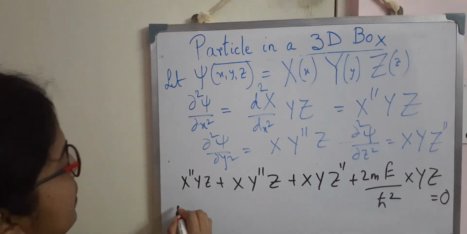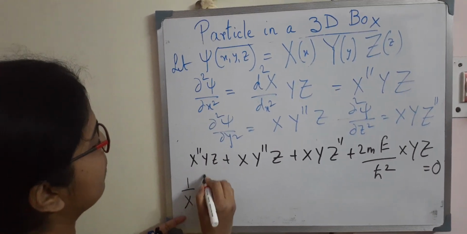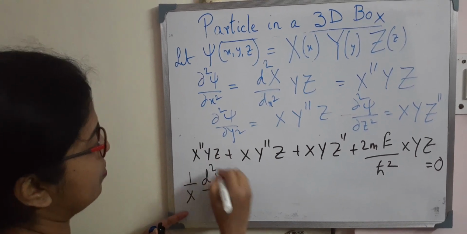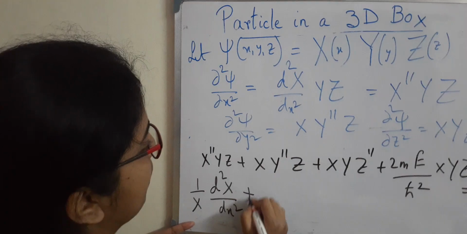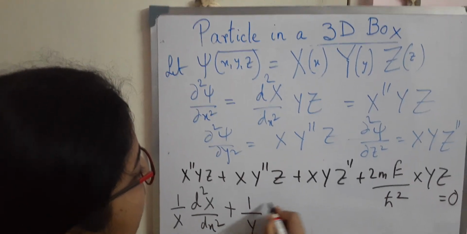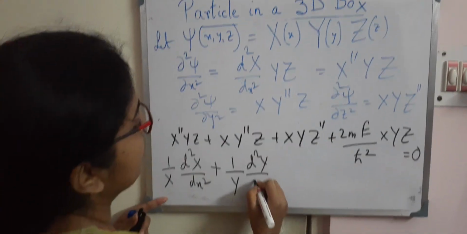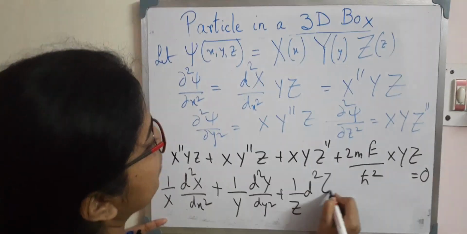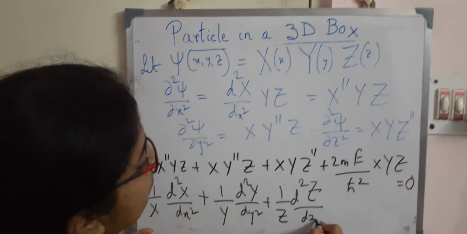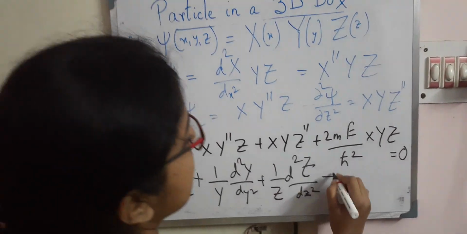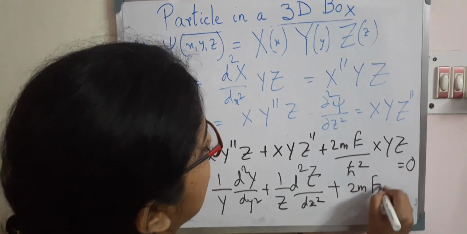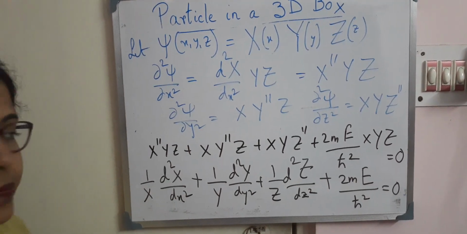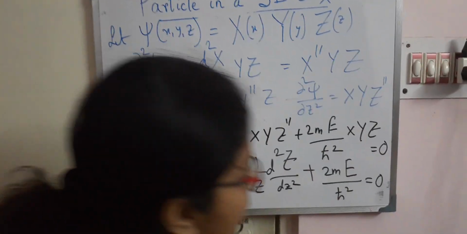So if you divide it, now the equation will look like this: 1 by x d2x dx square (X double prime I just write as d2x dx square) plus 1 by y d2y dy square plus 1 by z d2 capital Z d small z square plus 2me by h cut square equal to 0. This is how it will look like.